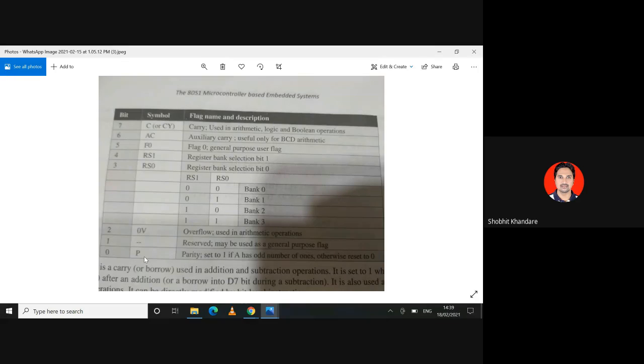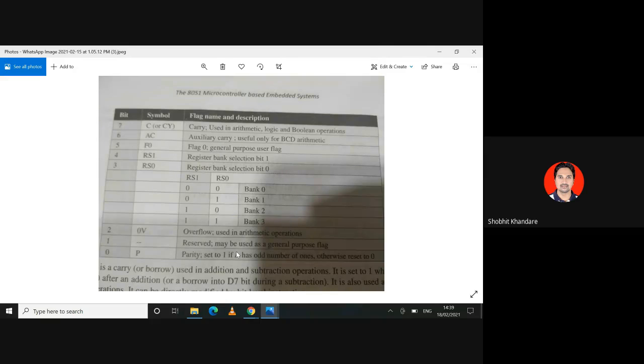क्योंकि अगर दो नंबर को मैं ऐड कर रहा हूँ और वो एडिशन का जो आंसर आ रहा है, और उस आंसर में अगर टोटल नंबर ऑफ वंस इवन है, तो ये पैरिटी बिट 0 रहेगा, और अगर नंबर ऑफ वंस ऑड है तो ये पैरिटी बिट 1 रहेगा. Okay, so it is written here, this bit is set to 1 if A has odd number of ones. What is this A now? A का मतलब क्या है, मैंने आपको पहले ही बताया था.